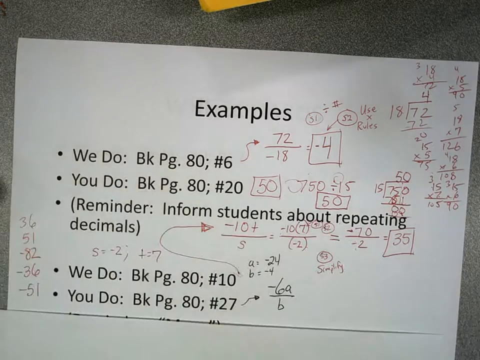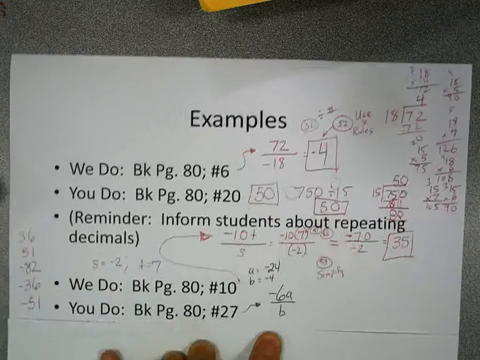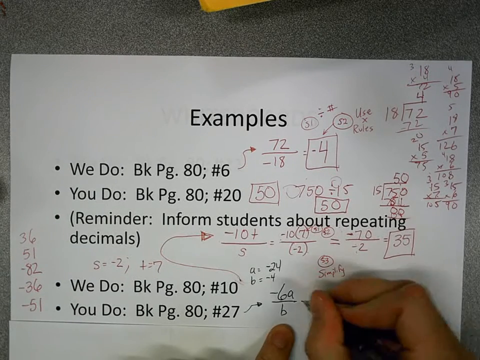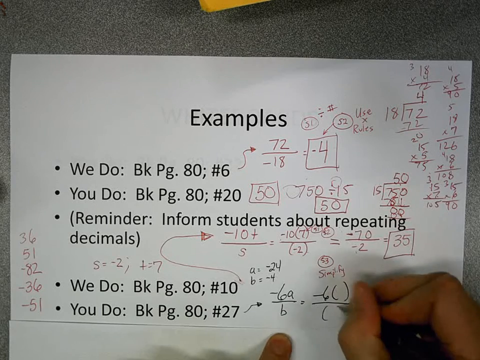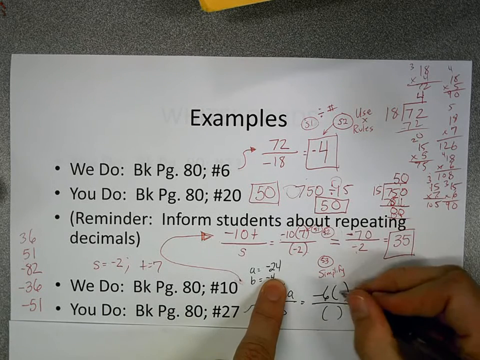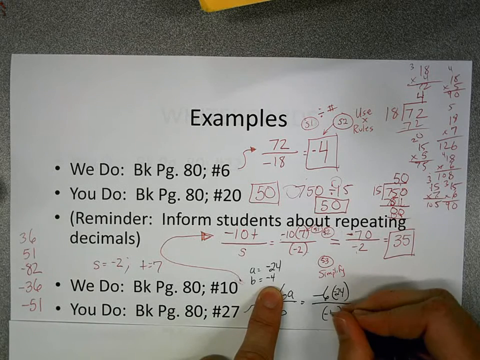Well, let's take a look here. I'm going to solve this problem exactly like I've explained it. Negative 6, parentheses over parentheses. I plug in my a, which is negative 24, and I plug in my b, which is negative 4.